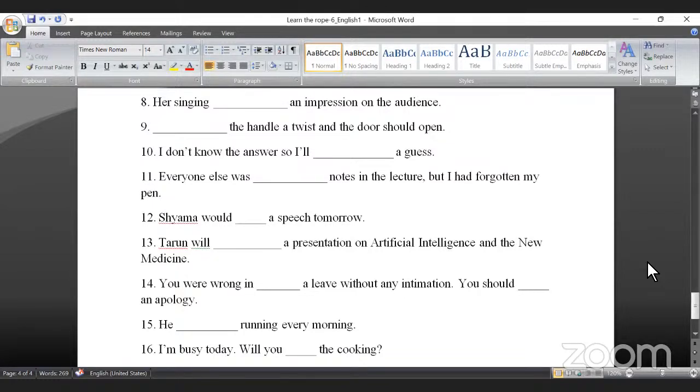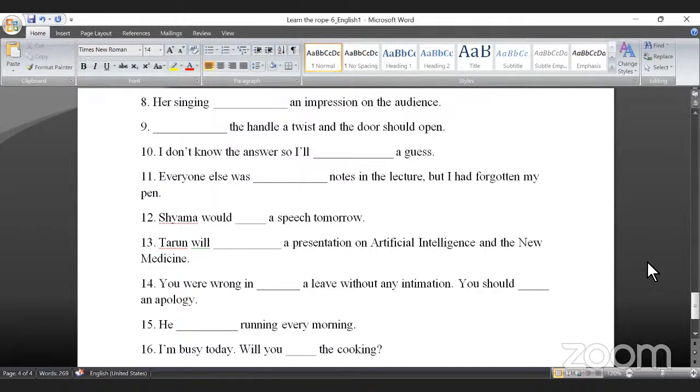You were wrong in dash a leave without intimation. You should dash an apology. Taking a leave without any intimation. You should make an apology. Okay, the right answer is make. You should make an apology. Very much like make a presentation. This should also be make an apology, not give an apology.